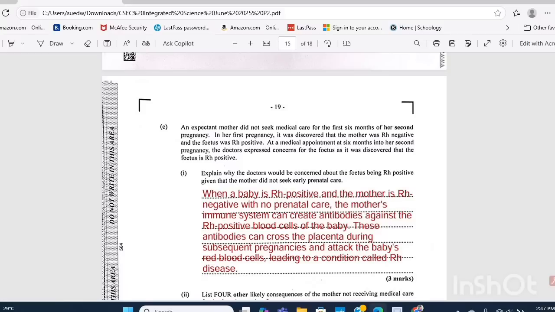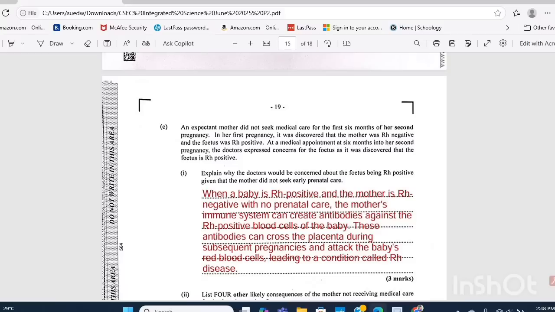So when a baby is Rh positive and the mother is Rh negative with no prenatal care, the mother's immune system can create antibodies against the Rh positive blood cells of the baby. These antibodies can cross the placenta during subsequent pregnancies and attack the baby's red blood cells, leading to a condition called Rh disease. So it could cause a spontaneous abortion as well. The baby could die.